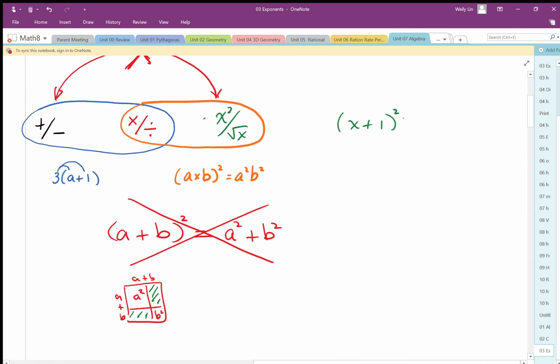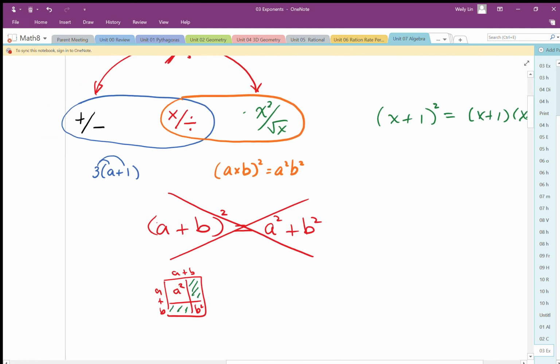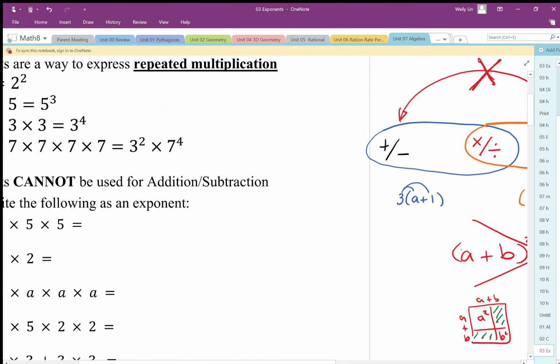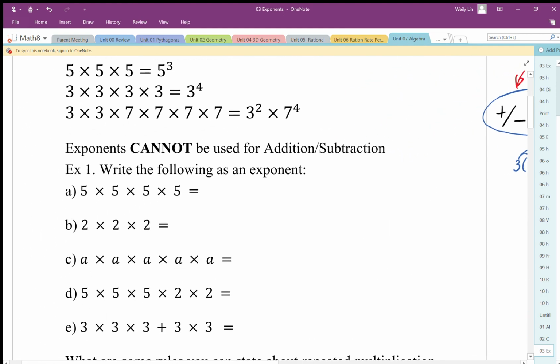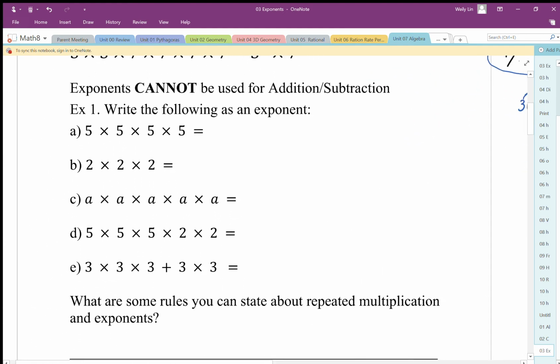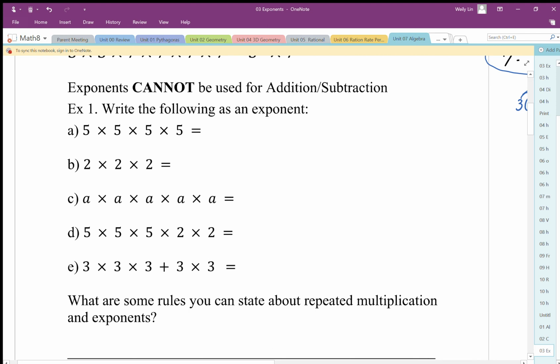We have to do multiplication. The only way we can resolve this is if I have a plus in there, I can't do squares, I have to do multiplication. Okay, so that's a side note. The main idea again is add and subtract, and powers and roots do not mix. So exponents cannot be used for addition and subtraction.